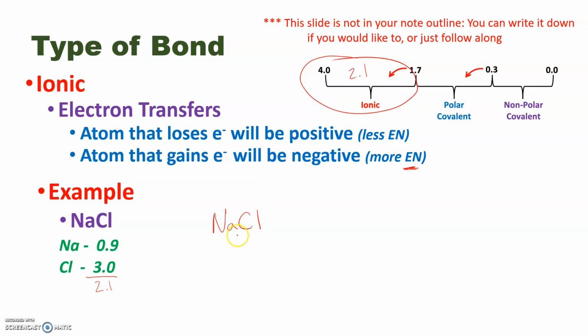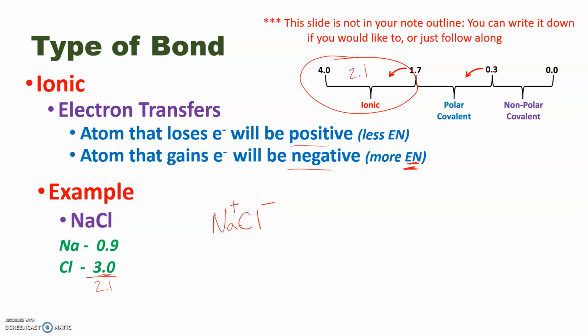And notice I did not put a dash between them. That's because this is an ionic bond, not a covalent bond. If you remember from the last video, ionic bonds do not have individual bonds holding them together, so we do not draw the dash linking them together. But now I have to draw the positive and the negative symbol. The more electronegative, which is chlorine, will get a negative symbol, and the less electronegative will get a positive symbol.